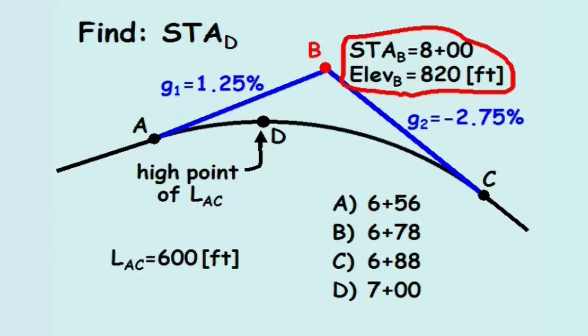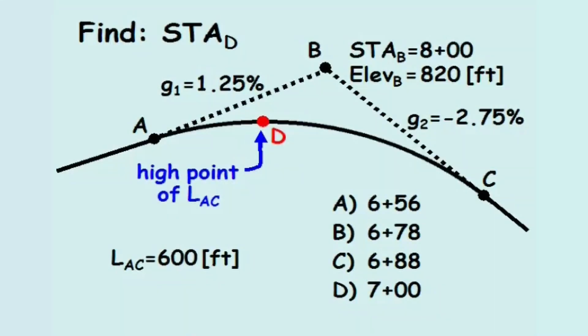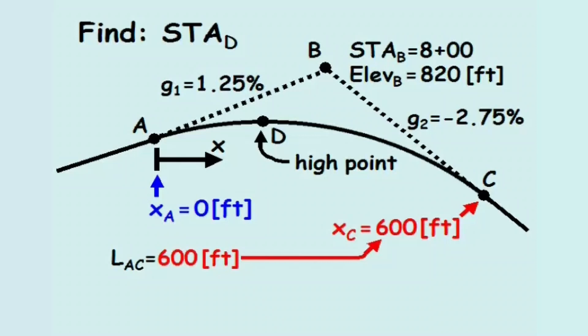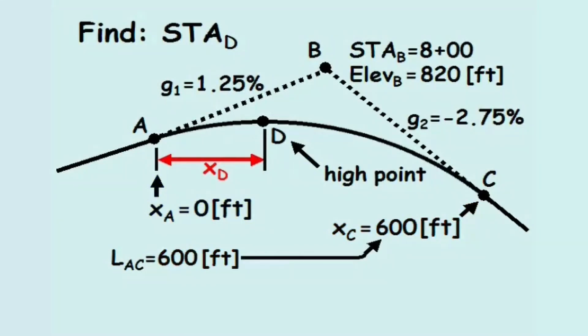Point D is located at the highest elevation on curve AC. For this problem, we'll define the horizontal length x as the horizontal distance from point A in the direction towards point C. Therefore, at point A, x equals 0, and at point C, x equals the length of the curve AC, which is 600 feet. And the horizontal length between point A and point D equals xd.